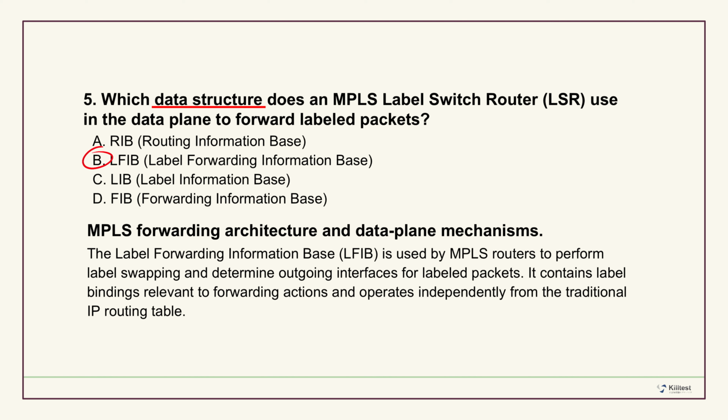And the key distinction here is that the LFIB is purely a data plane structure. It's used by the label switch routers, the LSRs, and it only contains label-to-label mappings and the outbound interface. That's it. It lets the router just read the label, swap it, and push the packet out, totally bypassing those slow, complex IP address lookups. It's the express lane. That's the speed component.